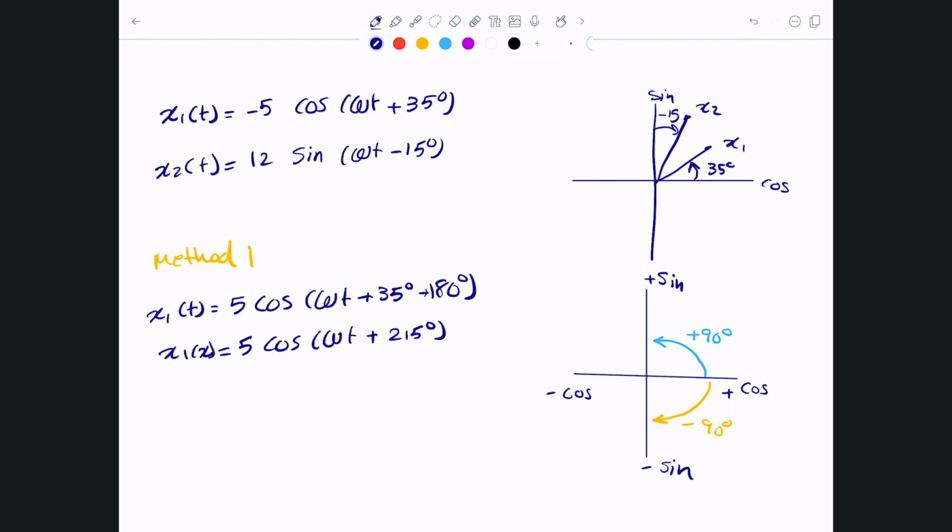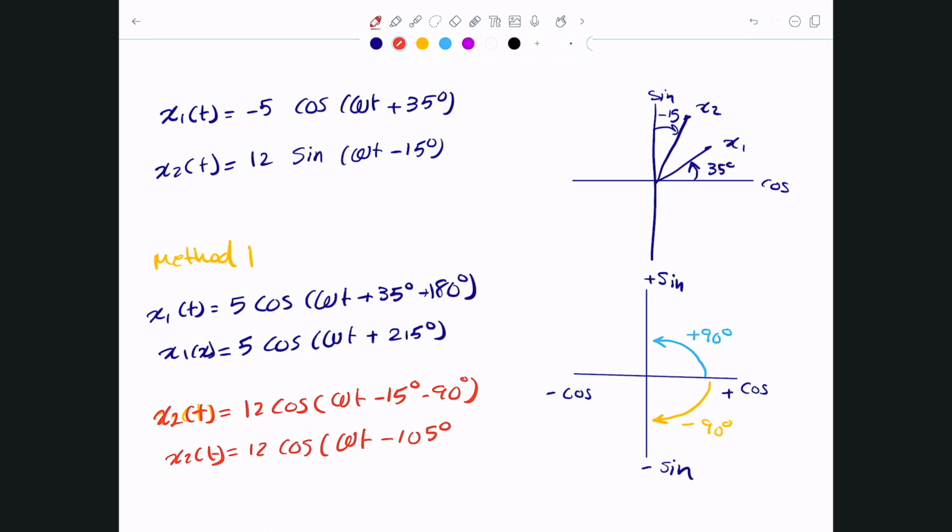All right, so let's see what x2 of t is. x2 of t, well, in this case it is in sine, and I'm converting everything to cosine. Where is the sine? The sine is here. I want to move to cosine, so that tells me subtract 90 degrees. So we'll end up with the following. Let me just write it in red, I think. That is 12 cosine omega t minus 15 degrees minus 90 degrees. And that is basically 12 cosine omega t, I believe negative 105 degrees, and that's x2 of t.